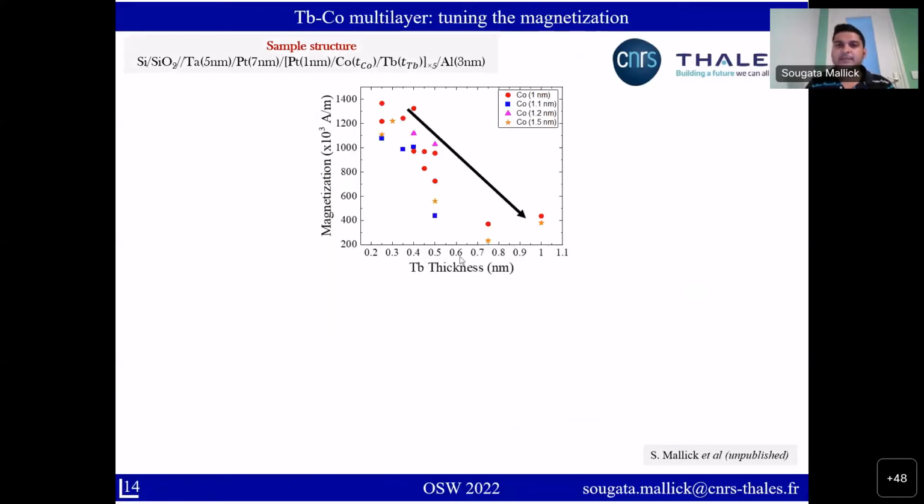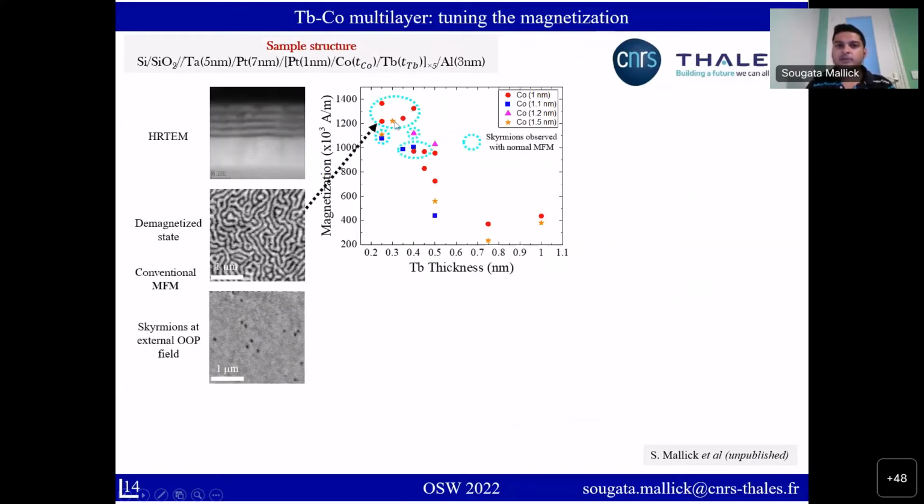If you see this in the magnetization curve, it directly gives you an indication that there is a strong antiferromagnetic exchange coupling between the cobalt and terbium layers above 0.4 nanometer, because the magnetization decreases sharply. And this says that below 0.25 nanometer, because the terbium layer was not continuous, the antiferromagnetic coupling was not strong enough. And when we measure these samples in MFM, we could stabilize skyrmions.